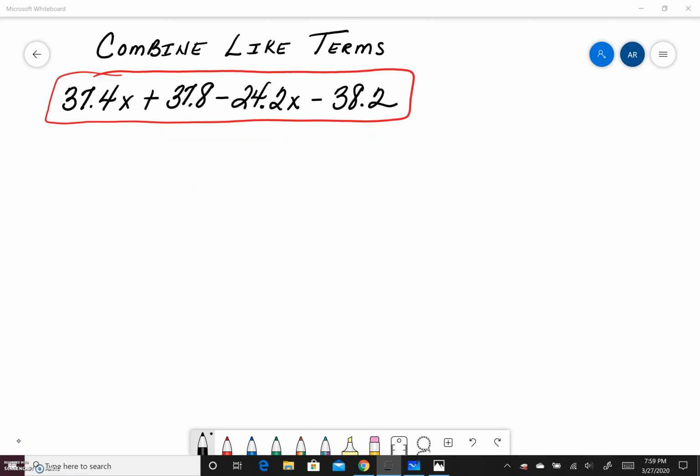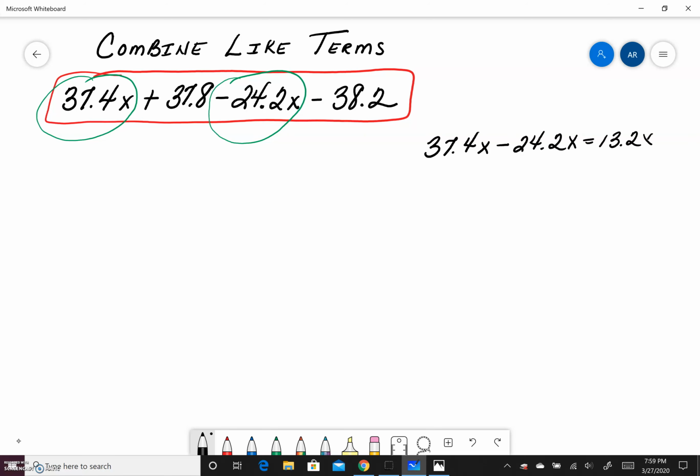You're also going to have a problem where you're going to combine like terms, and I'm going to start evaluating. I can see this number here and this one both have an x. It's not an x squared and an x. They're both similar. So I'll just go off to the side and perform that calculation first. And I know that's x, and that's 24.2x. And when I enter that into my calculator, I should end up with a value of 13.2x.